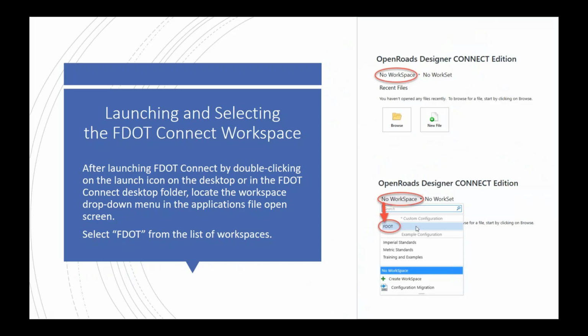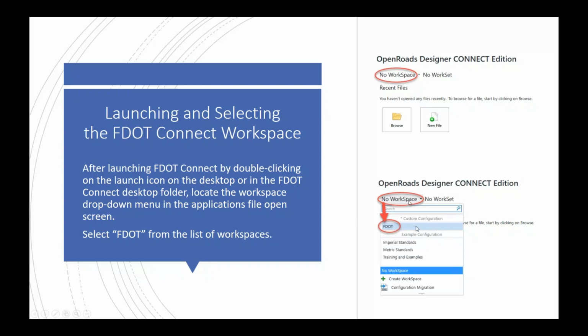So we've double-clicked on the launch icon, whether it was the FDOT Connect for OpenRoads Designer or another application. After launching by double-clicking, locate the Workspace drop-down menu in the Applications File Open screen. That sounds like a lot. You're going to locate this Workspace selection drop-down. It might say no workspace, or it might list the last workspace you used. It's probably not going to automatically say FDOT as your workspace, but you're going to select that menu and look for the FDOT option shown here.